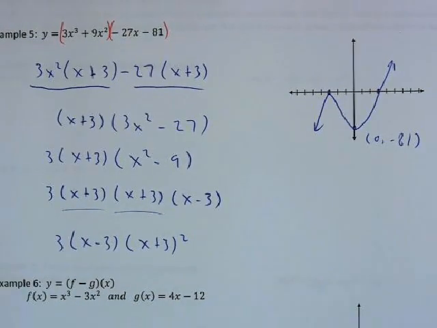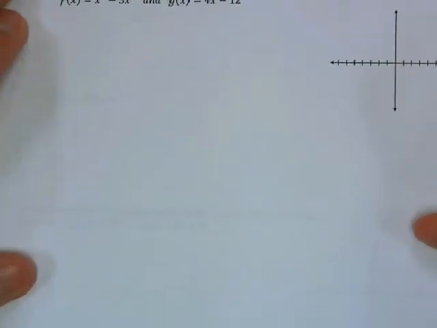Okay, so again, you can either use your end behavior, or another point on your graph to draw these things. Okay, last one. Let's wrap these up.